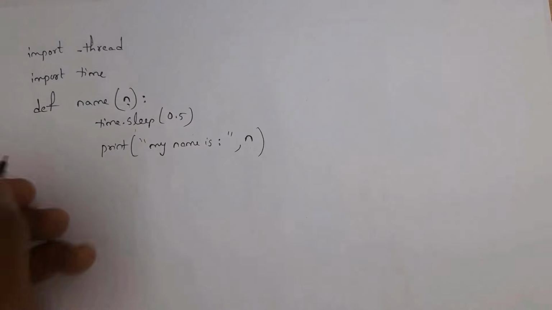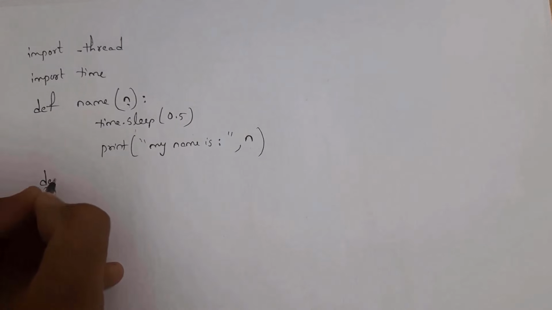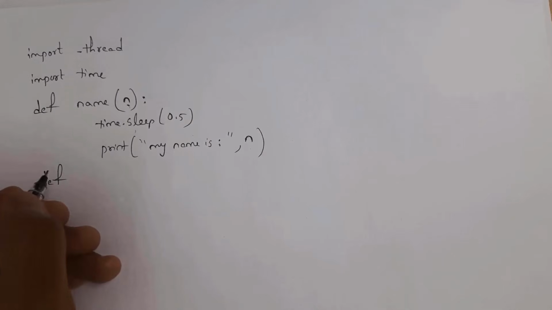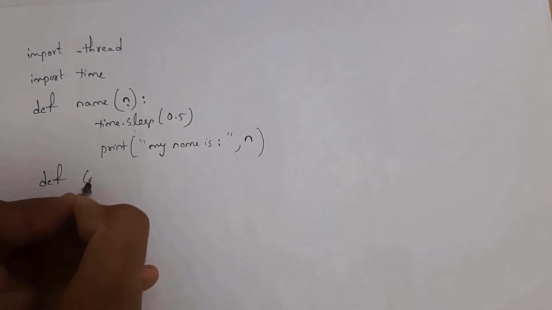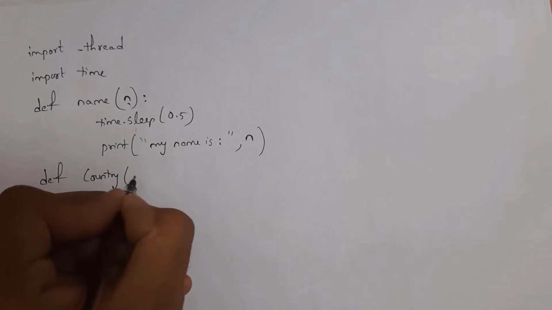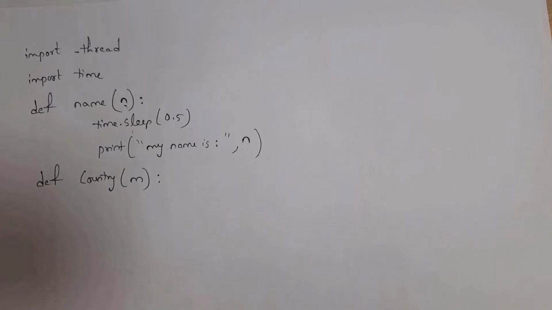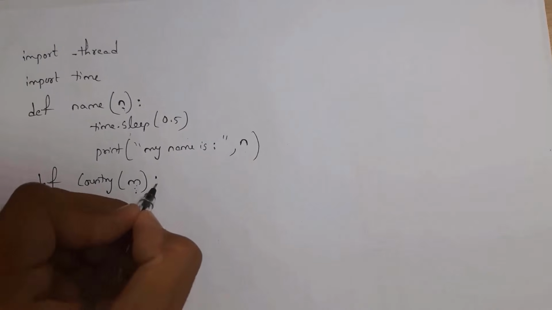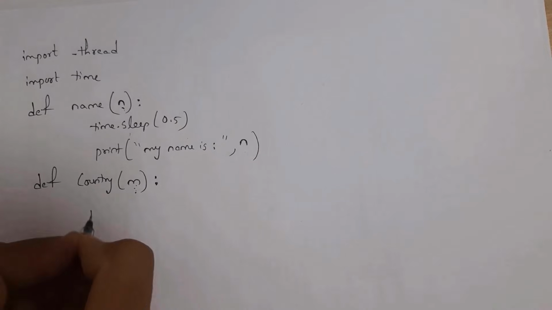And similarly, I took another function. By using the keyword def, you can define a function. I am creating a function, and that function name is country. Inside the country function, I am passing one parameter, that is m. For example, if I give country name India, it will be stored in parameter m. And take colon.